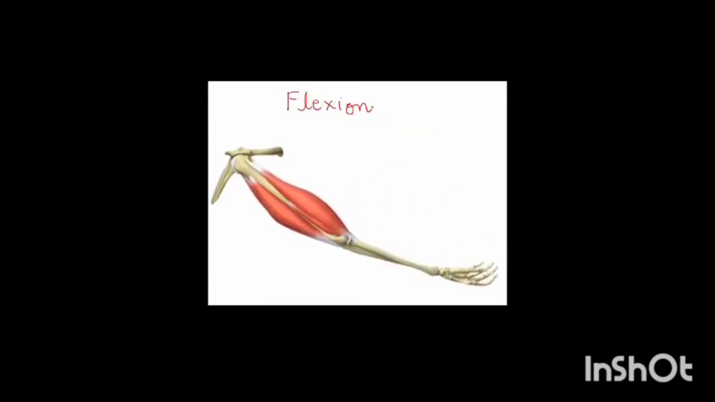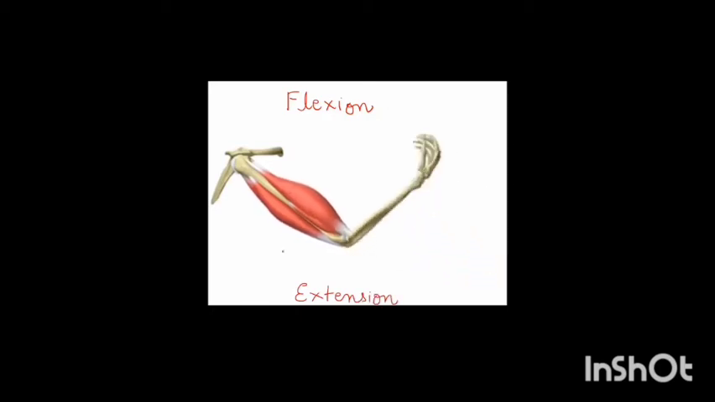What is flexion? Flexion means when the hand is going towards the shoulders, and when the hand is going away from the shoulders, that is known as extension. Now, this particular muscle is the bicep and these are the triceps. So biceps and triceps work opposite to each other. That's why they are known as antagonistic muscles.